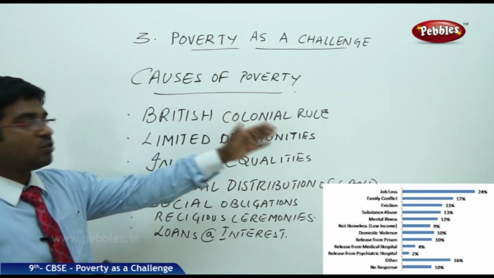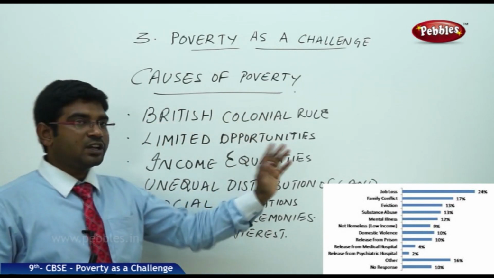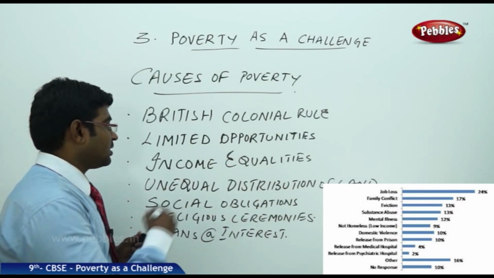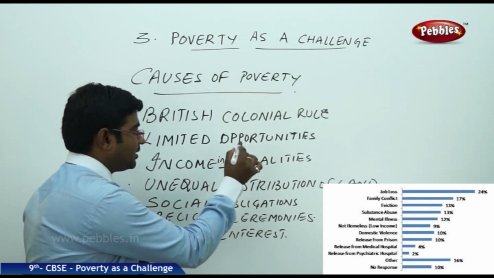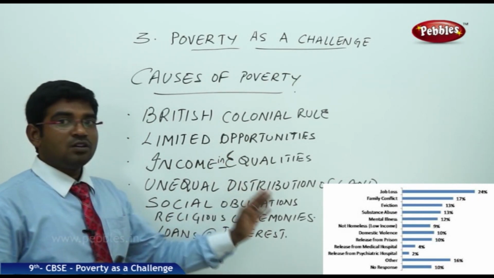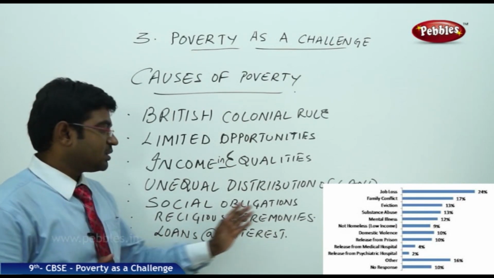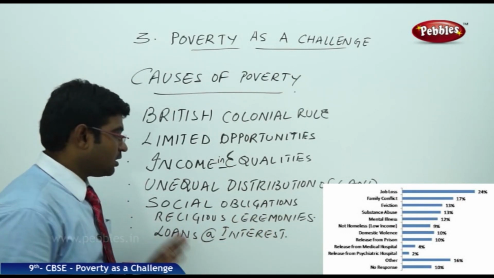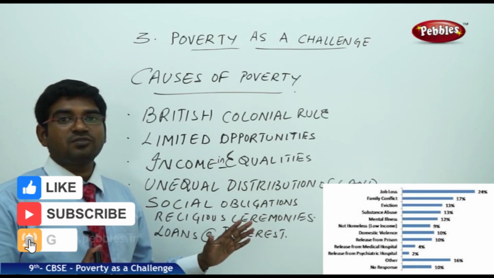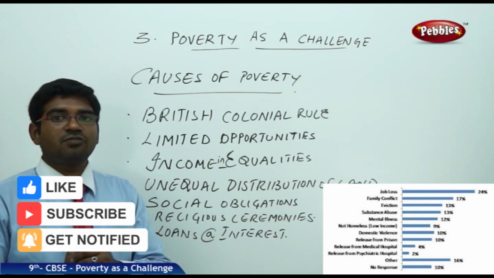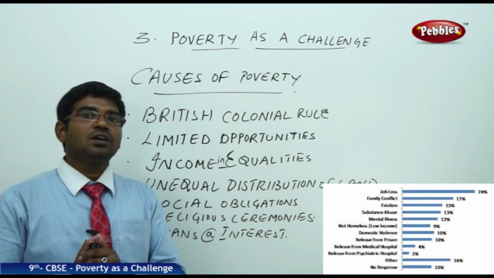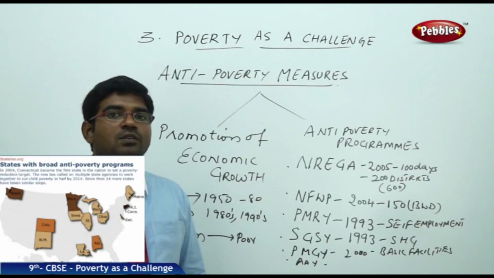They are the British colonial rule, limited opportunities, income inequalities, unequal distribution of land, social obligations, religious ceremonies, and loans at a very high rate of interest. These are some of the important factors which showed their profound influence and forced millions of people to fall below the poverty line.